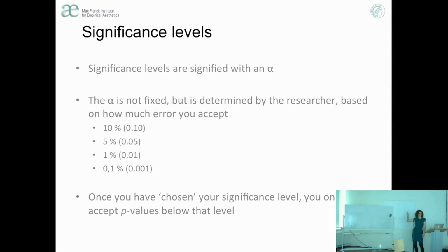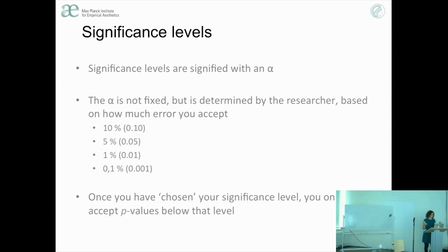So the 4 levels that are used most often are the 10% level, so that would be a p-value of 0.10, the 5% level, a p-level of 0.05, the 1% level, 0.01, and then the last level is usually not even indicated as such, but as p is lower than 0.000. Okay.